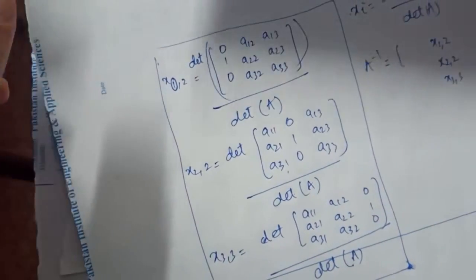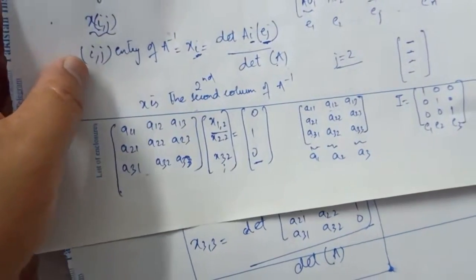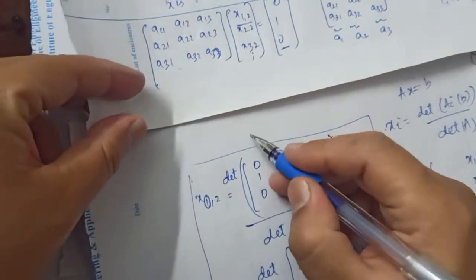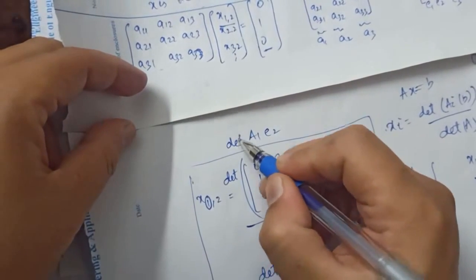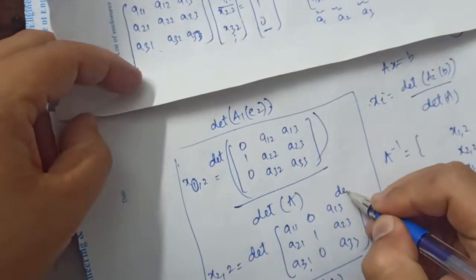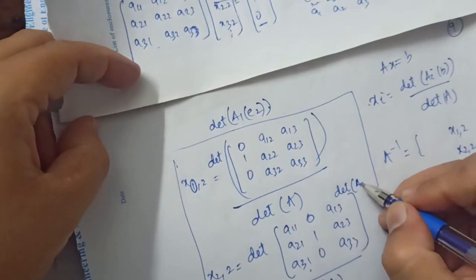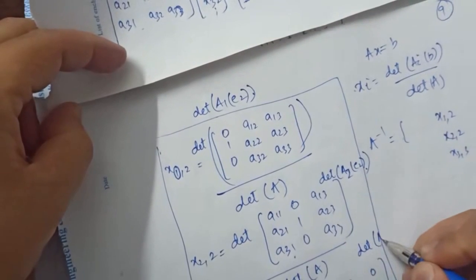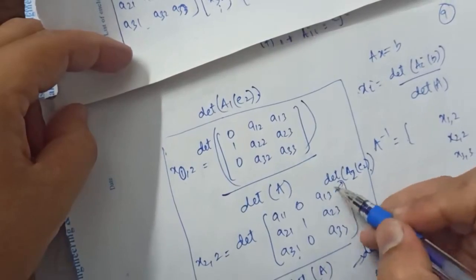Okay, now if I do the cofactor expansion of this A_i E_j, what I can say here is A1 E2, right? So I have to find the determinant of A1 E2, the determinant of A2 E2, and the determinant of A3 E2. So these are the three things here.